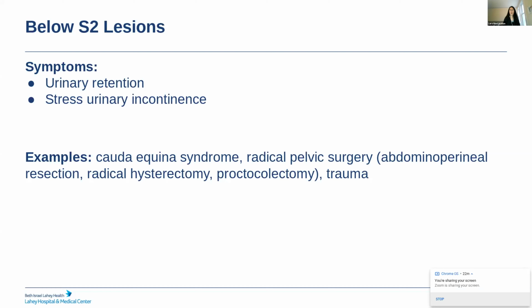Examples of these would be cauda equina syndrome, radical pelvic surgery such as an APR or radical hysterectomy or proctocolectomy, mostly because of disruption of the pelvic plexus, as well as trauma, which could also disrupt the pelvic plexus.